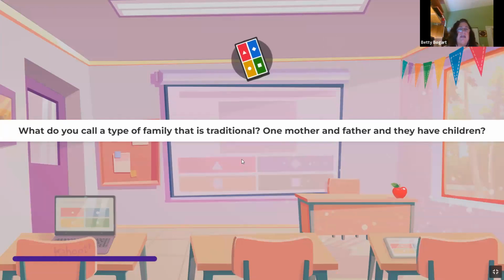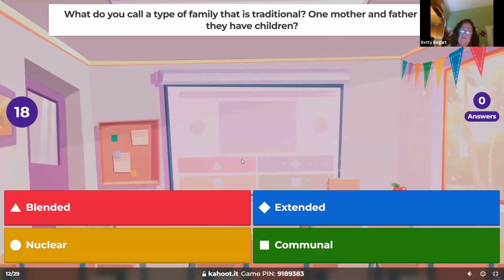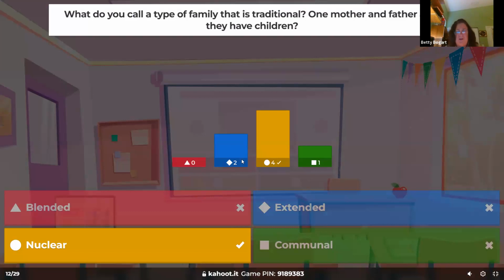What do you call a type of family that is traditional? One mother and father, and they have children? That's nuclear. Blended is when you take 2 families and put them together, and communal is when you have a bunch of people together, like a church.